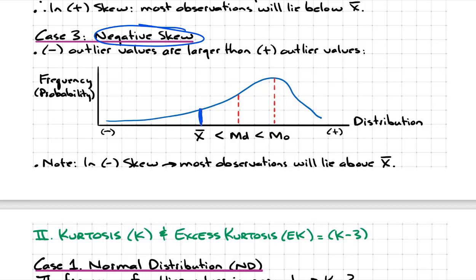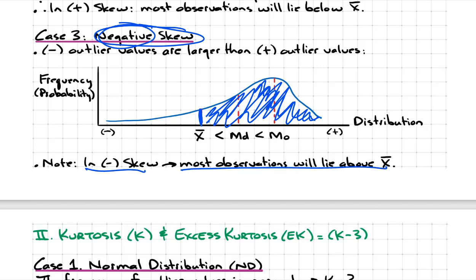So in a negative skew, do most observations lie above the average or below the average? So don't be fooled by the negative, right? You have to look at the actual distribution. So in a negative skew, it looks like most of the observations lie above the mean. Okay, so there it is.